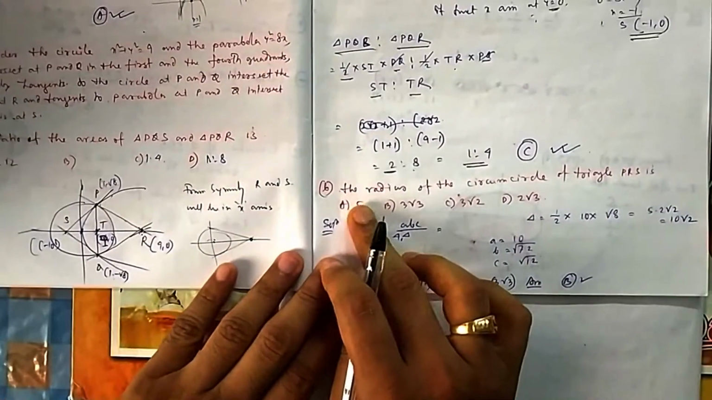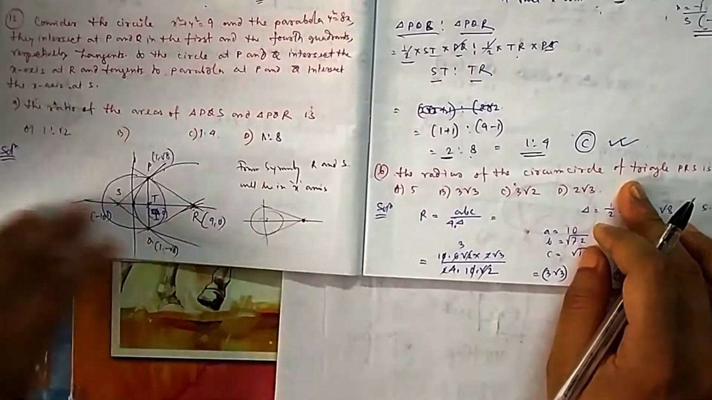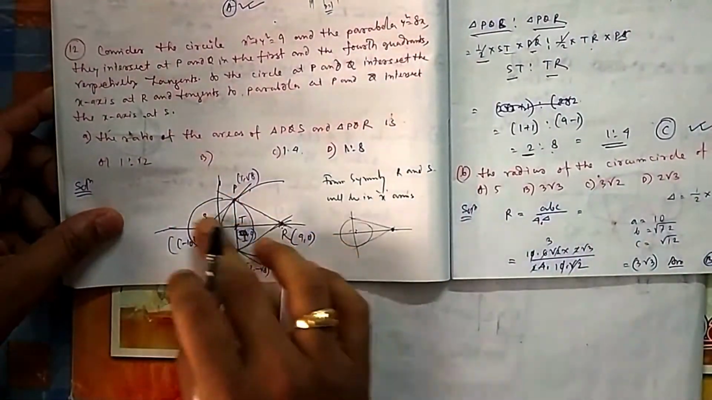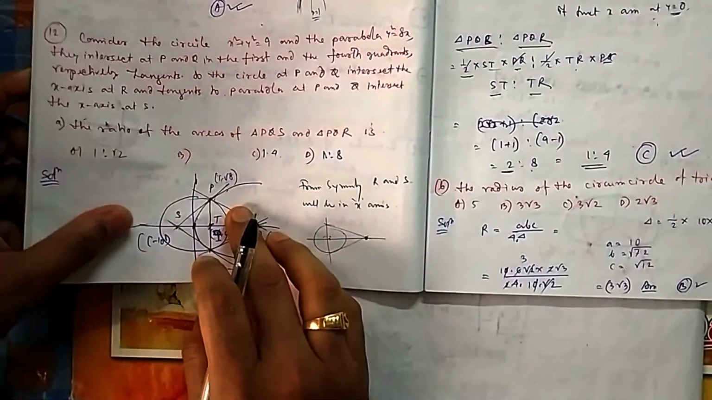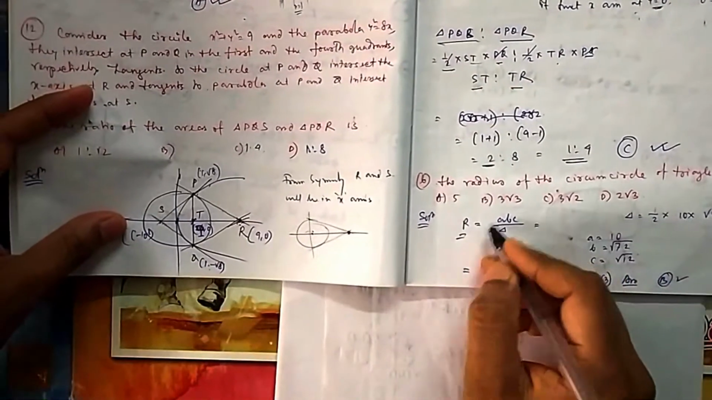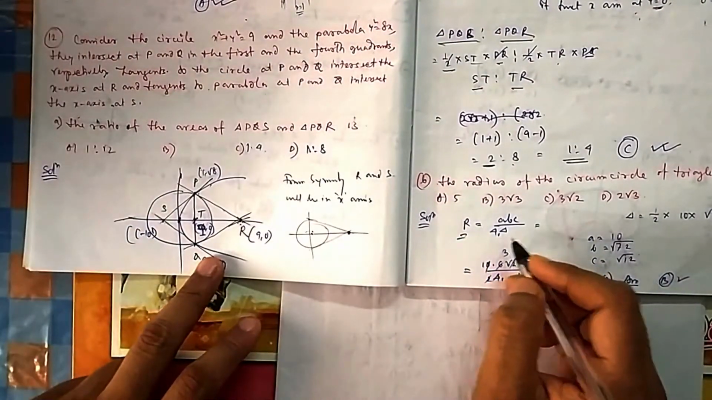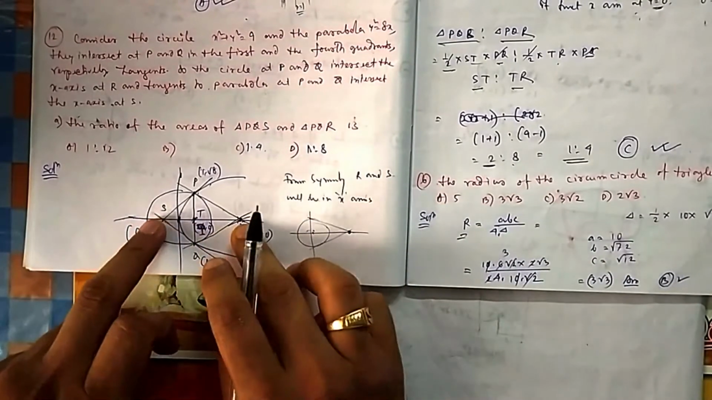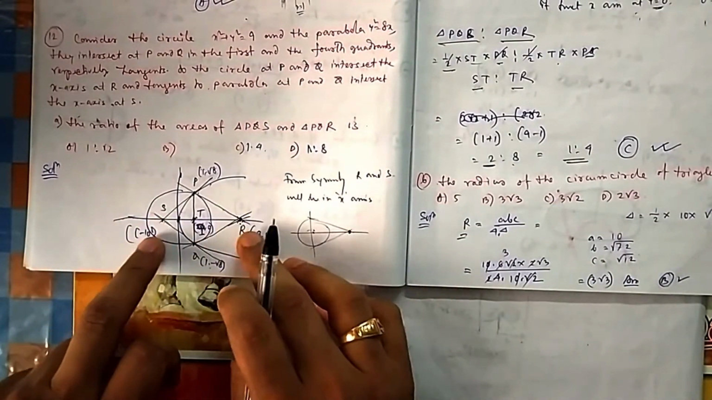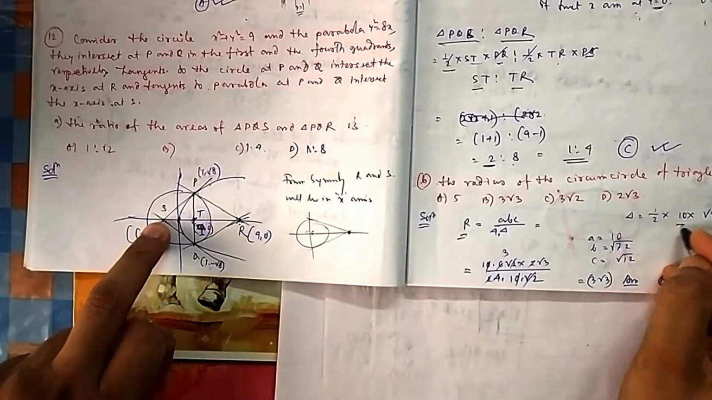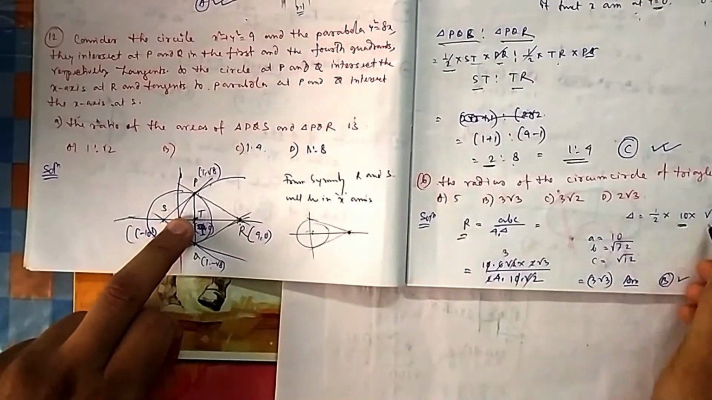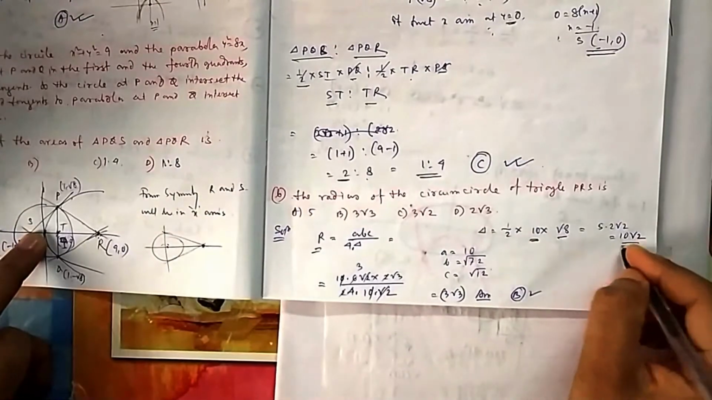If you come to the second part, the radius of the circumcircle of the triangle PRS. So PRS, what will be the circumcircle of this one? Radius, that is capital R. So that one also you know, ABC by 4 delta. So delta is the area of this triangle. If you take this one as the base, this base is 9 to minus 1, that is 10. Its height is root 8. So you have calculated the delta here.